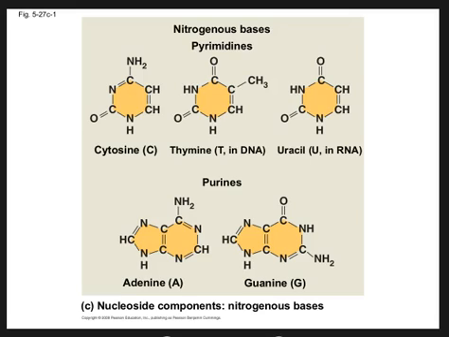On the bottom, we have the purines. The 2 purines, nitrogenous bases that we see, are adenine and guanine. Okay. If you look at them, if you just look at what you see right there, you can see that they're different in size, right?